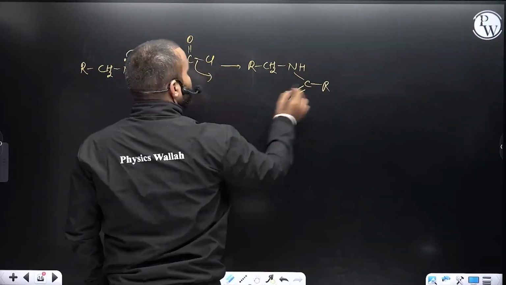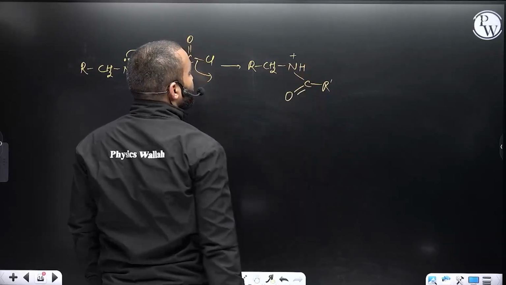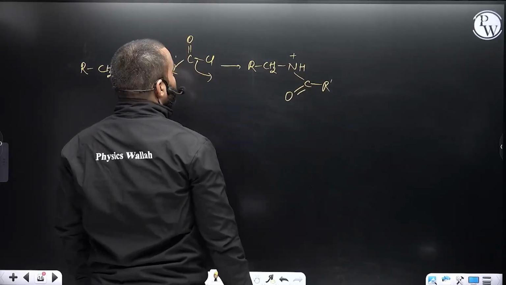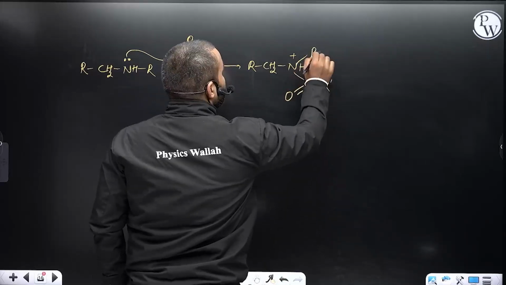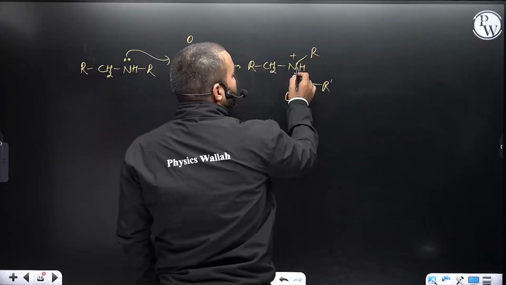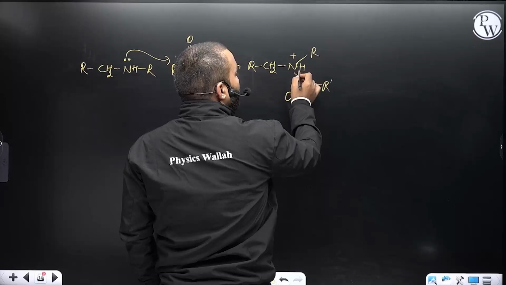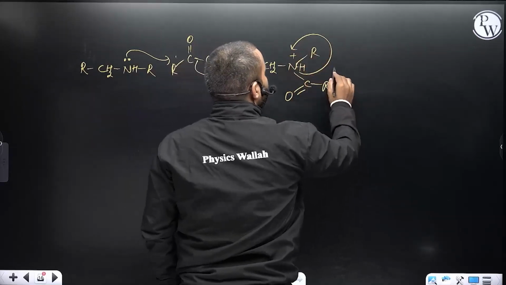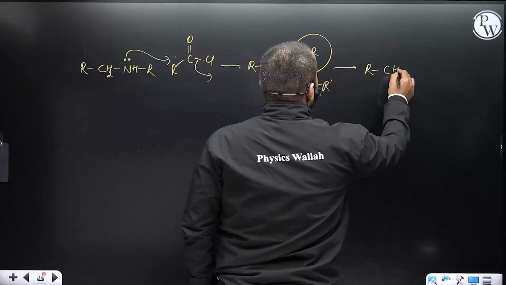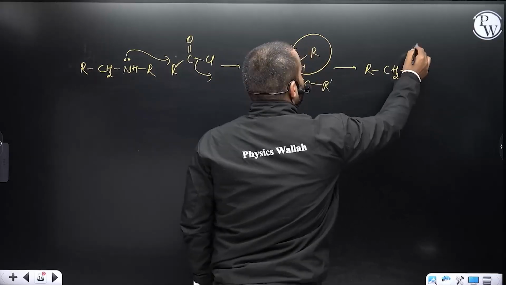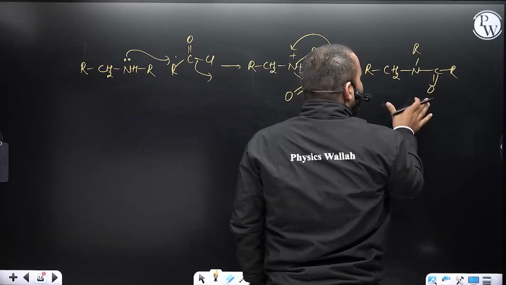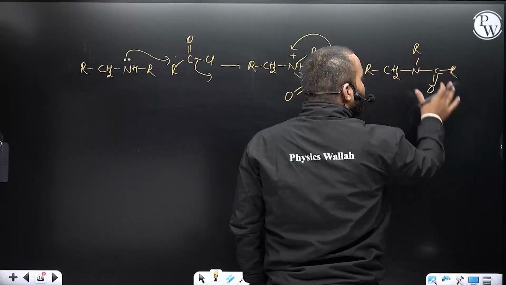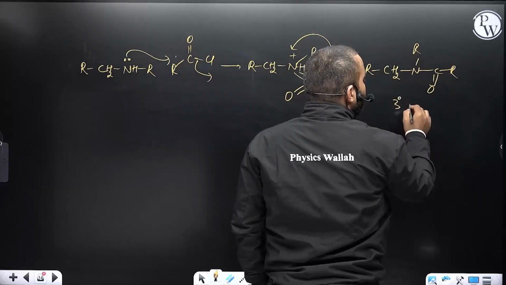Let's say this is R dash. Nitrogen is carrying a positive charge. This nitrogen had R also. Now this hydrogen will drop its electron so that the nitrogen is neutralized. So R, CH2, nitrogen has R group, has C double bond O, R dash group also. So what am I going to call this molecule? This will be a tertiary amide.